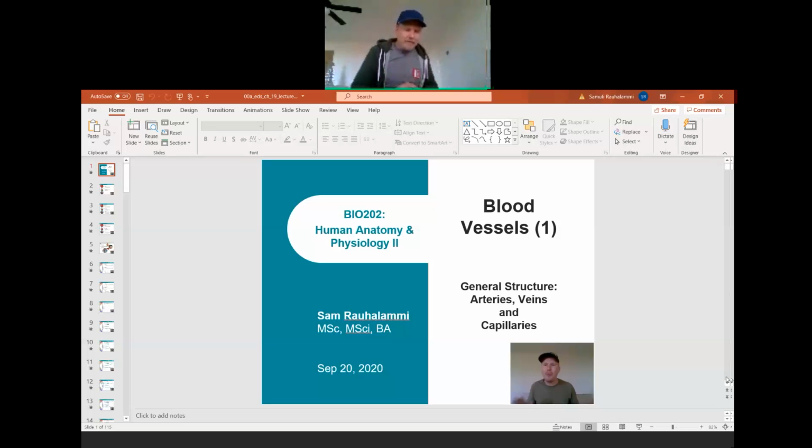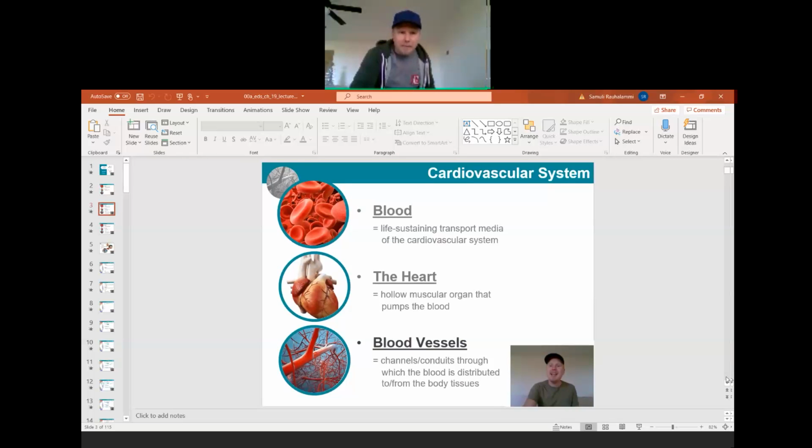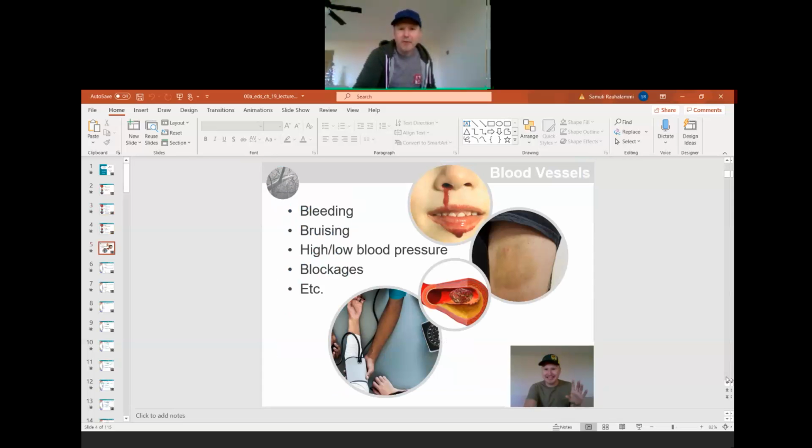So really, the blood vessels, what we're looking at today, they're going to be the kind of delivery system of the cardiovascular system that we've had a look at before. So we've talked about the blood, we've talked about the heart, and now it's time to focus on these channels or conduits through which the blood will then be transported from one part of the body to another part. So that's our focus for today.